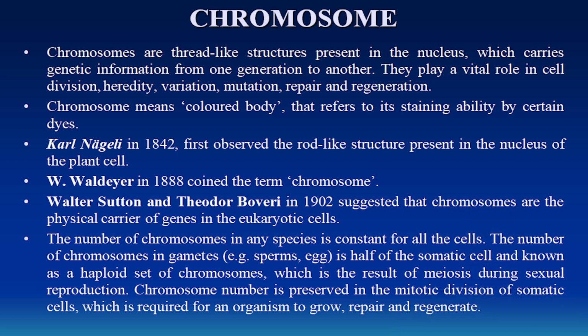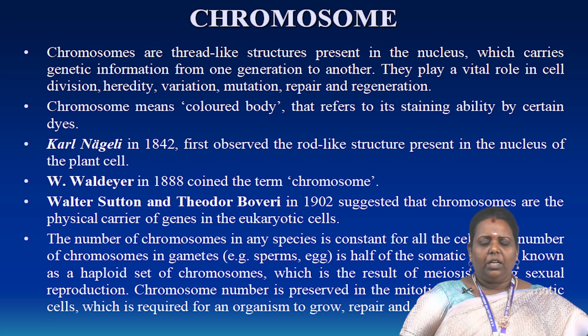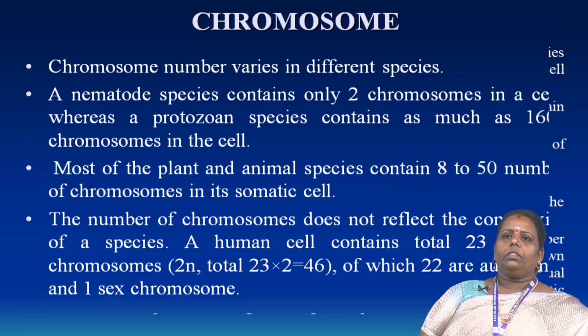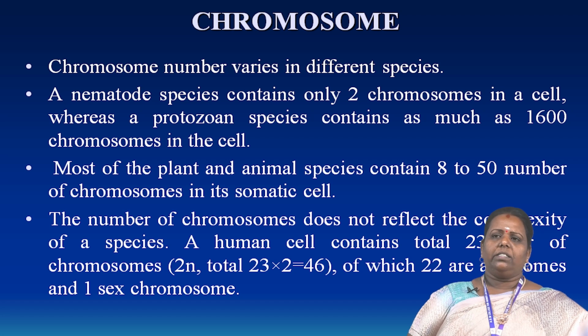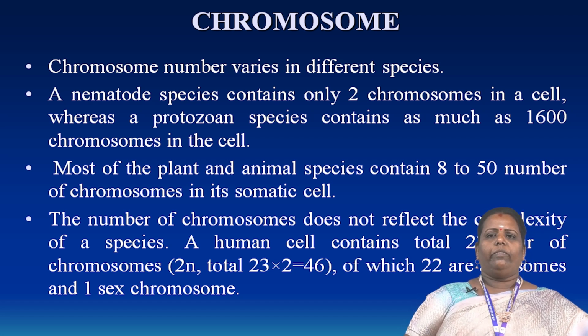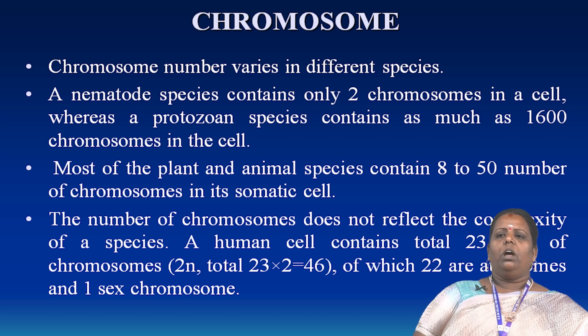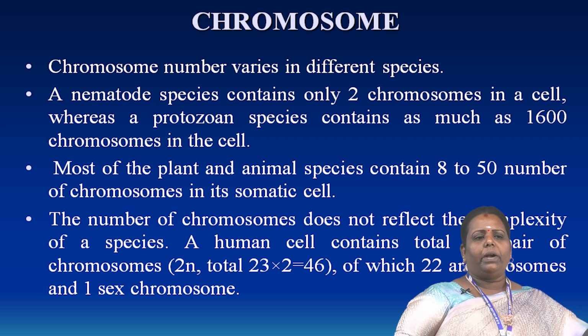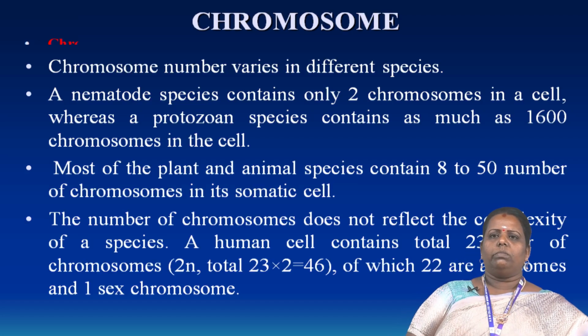The number of chromosomes in gametes results from sexual reproduction, and the number is preserved in mitotic division, cell growth, and repair, all of which are based on the chromosome. The chromosome number varies in different species, such as nematodes, protozoans, and Porifera. Human beings have 23 pairs of chromosomes: 22 pairs of autosomes and 1 pair of sex chromosomes.